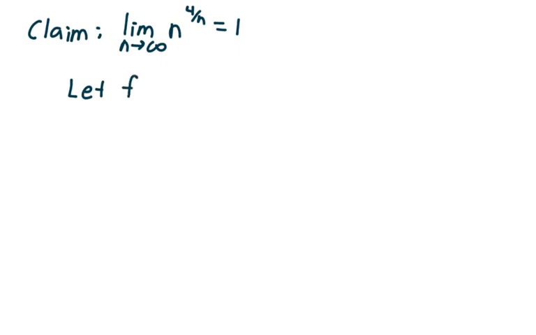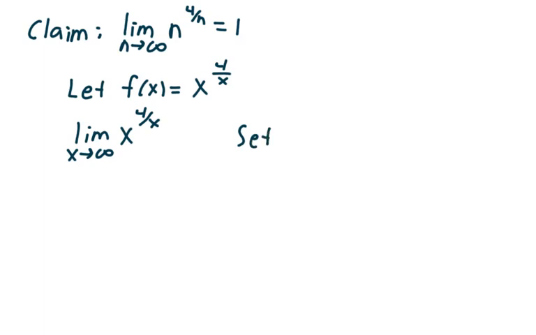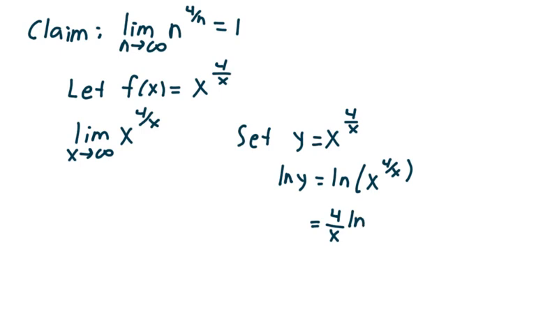Now, here's a claim. If I take the limit as n goes to infinity of n to the 4 over n, I get 1. And what I'm going to do is let f of x equal x to the 4 over x, and we're going to look at the limit as x goes to infinity of x to the 4 over x. Okay. Now, here's how this works. Set y equal to x to the 4 over x. Take the natural log of both sides. So natural log of y is equal to natural log of x to the 4 over x, which is 4 over x natural log of x.